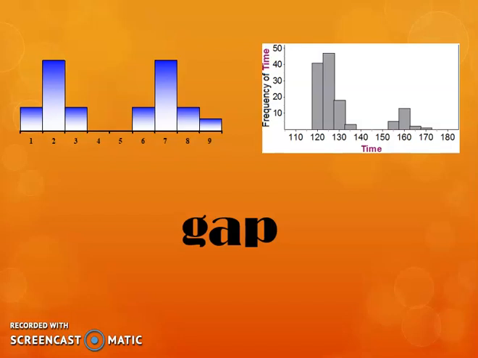We don't skip them, we leave them so that we can show that there was a gap in the data. Same thing on the right. The graph on the right, there's a gap between, I don't know, maybe 138 to 152. So we don't skip that information, we leave a gap. So a gap is an area where the frequency is 0.